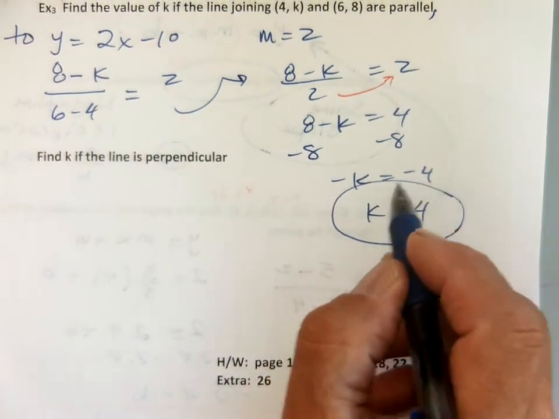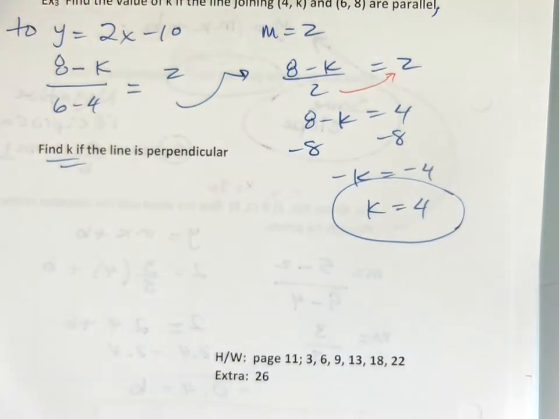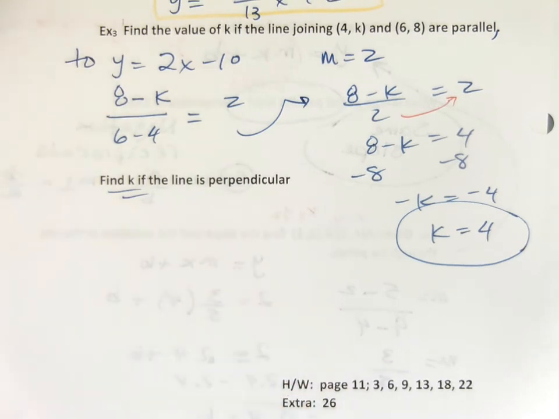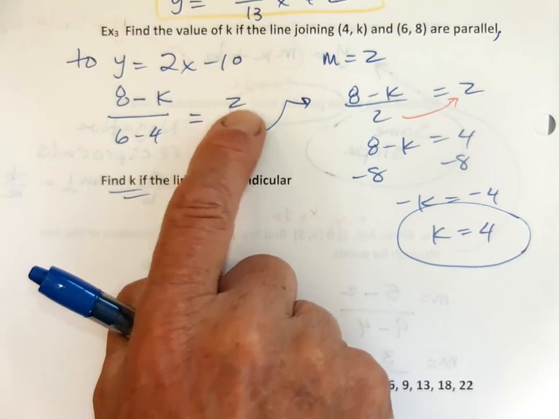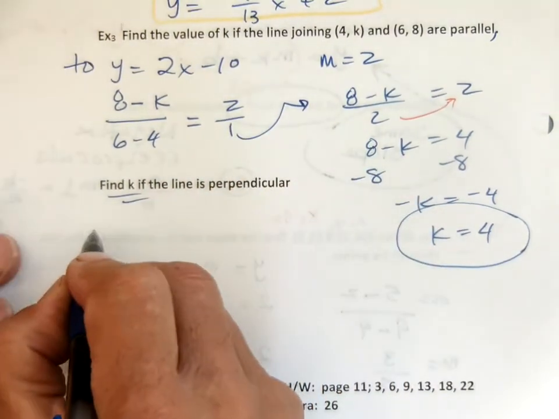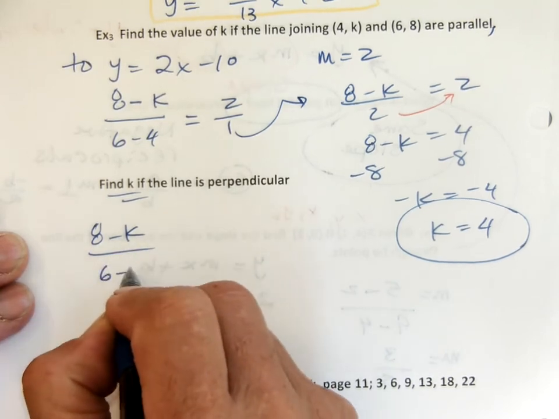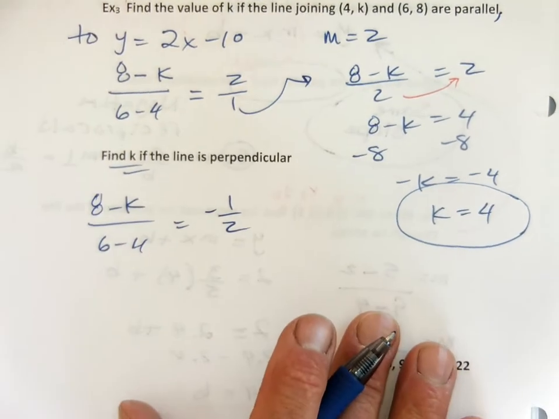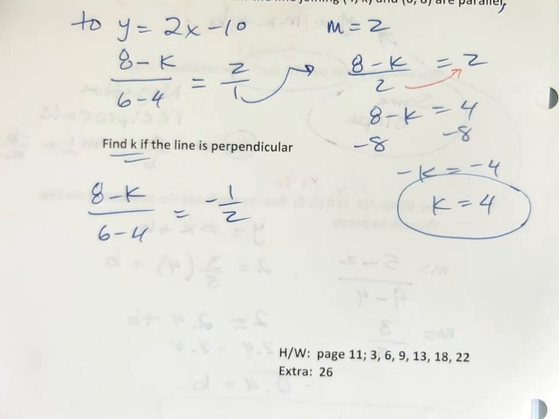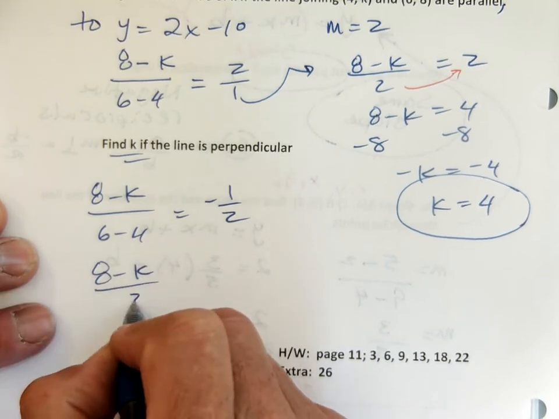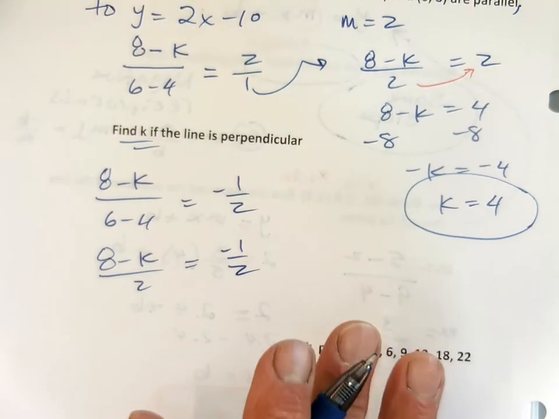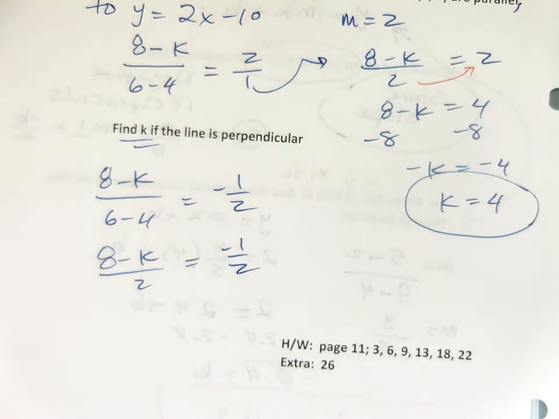Okay, good. Now, find k if they're perpendicular. What am I going to do differently? Okay, smart kids, what am I going to do differently? The opposite. Okay, good. What do you mean by opposite? Tell me, what's the opposite? So I'm going to go 8 minus k over 6 minus 4 equals negative 1/2, right? Good job, Carly. 8 minus k over 2 equals negative 1/2. Thanks, Brittany.